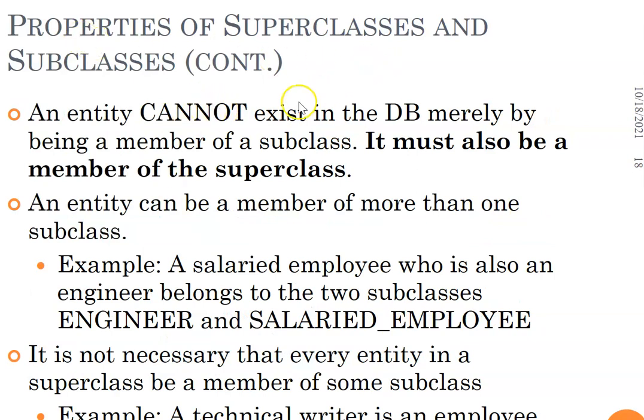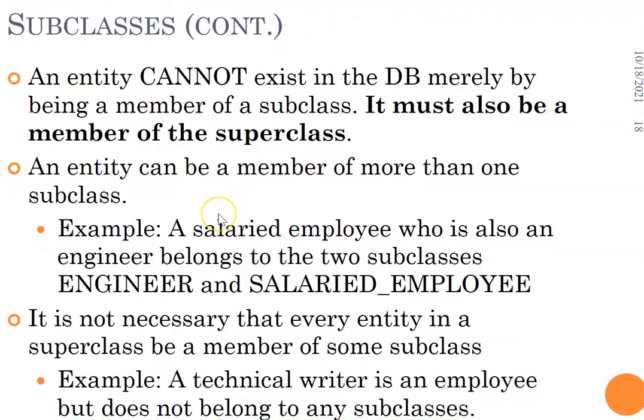So the properties continue. An entity cannot exist in the database by just being a subclass. An entity cannot exist because remember that a subclass always has to be a member of a superclass. So it cannot exist in the database just by being a subclass. And an entity can be a member of more than one subclass. What am I saying? That a superclass can be a member to more than one subclass. If you go back to the other demonstration, you can have a situation where you have an entity employee who is either a driver or a secretary. But there are some instances, if I go back, I'd love to demonstrate this properly.